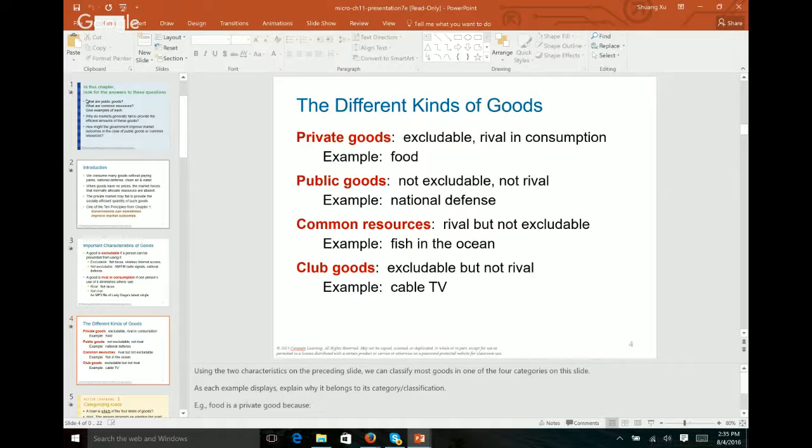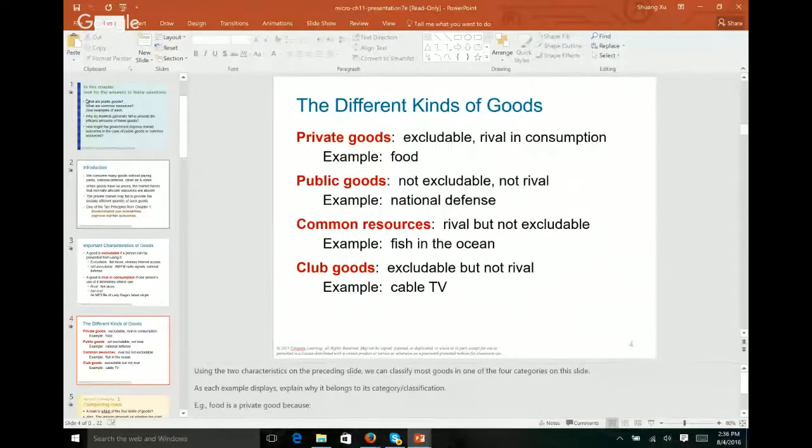That means everybody can go onto the highway. But if too many people are consuming this good, then it becomes a congested highway, and that's called a common resource. Club good is excludable, but not rival in consumption.